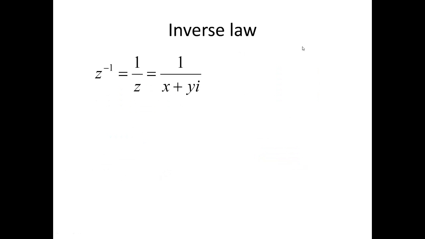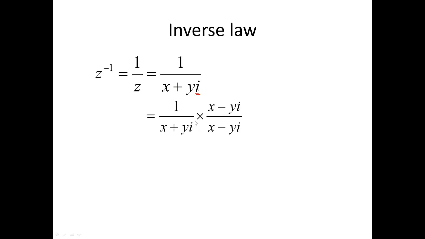Okay, let's look at the inverse law. This is one that we're going to use when it comes to division. The inverse of a complex number, z, is 1 over z, which is 1 over x plus yi. Now, you'll note we don't like to have the i in the bottom line. The i is the square root of minus 1, and you'll remember from your earlier work, we don't like to have the square root. We like to rationalize the denominator. How do we do that?